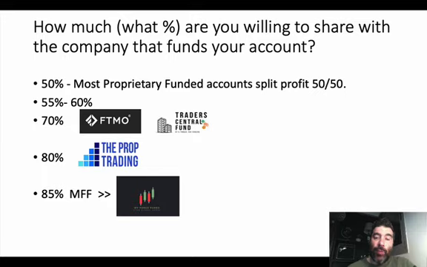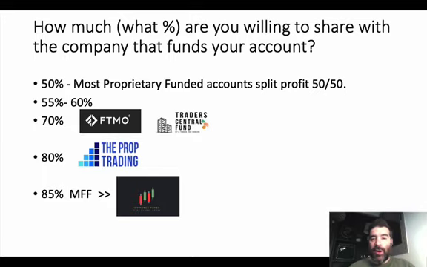Two is, what percentage are you willing to share with the company that funds your account? Sorry, we do have to share money with the company. So most proprietary funded accounts split with you 50-50, as does the Fivers that I use. I saw 55-60 in a few. FTMO, the big one, they give you 70% of your earnings, and they take only 30%, as does the Trader Central Fund. I saw that the prop trading, an Australian company, will split 80-20. They'll give you 80%. And then my Forex funds will give you 85%.